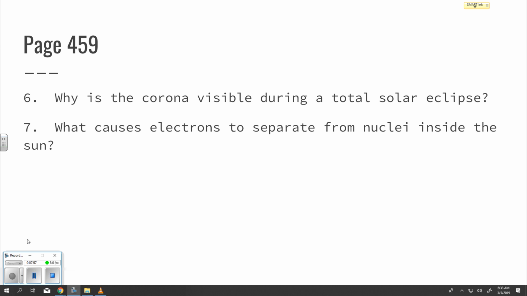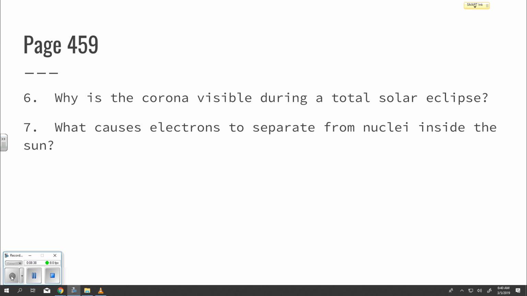Page 459. Why is the corona visible during a total solar eclipse? What causes electrons to separate from nuclei inside the sun? The chromosphere. Highlight, the chromosphere is the thin layer above the photosphere. Highlight, it is made up of gases that glow with a reddish light. Continue highlighting. These gases move outward from the photosphere.